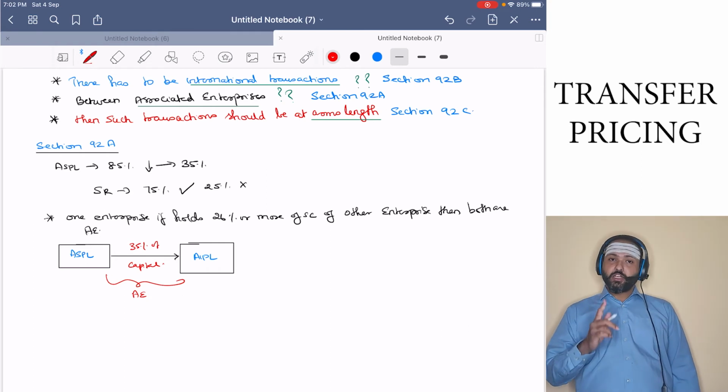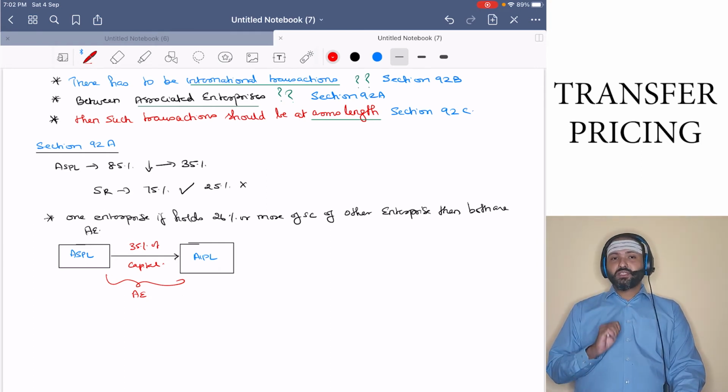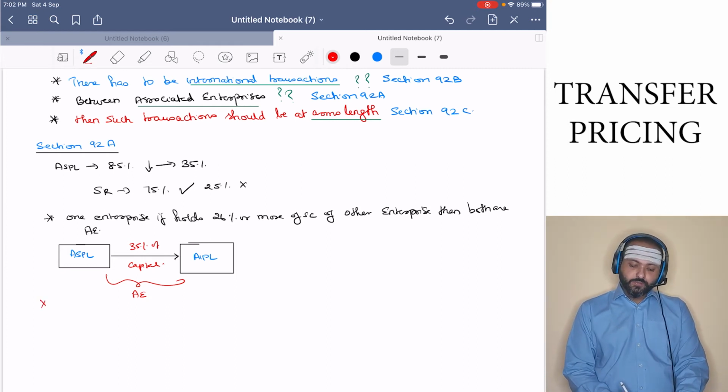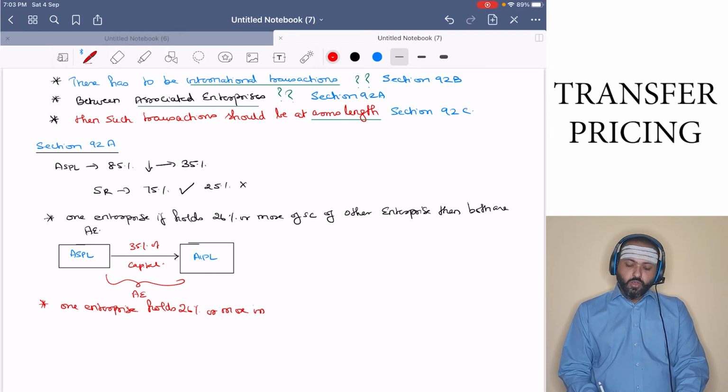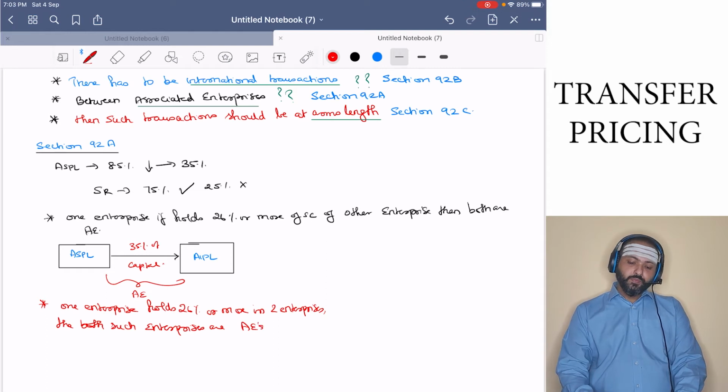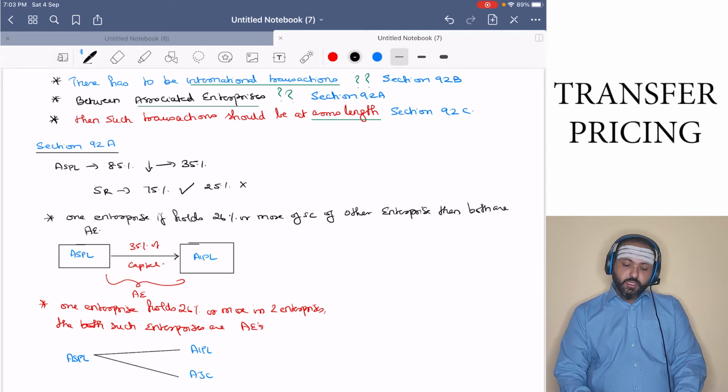Now they did not stop there. They did not stop the amendment there, because our fellows did not play with purchase alone. They played with sales also. So what did they tell? One enterprise holds 26% or more in two enterprises, then both such enterprises are AEs. So what is the meaning of this? Now ASPL, AIPL, and then AJC. Okay, so ASPL holds 35% here, and here they did not reduce. Here they started holding the same 80%. Here they hold 80%. Here they hold 35%.